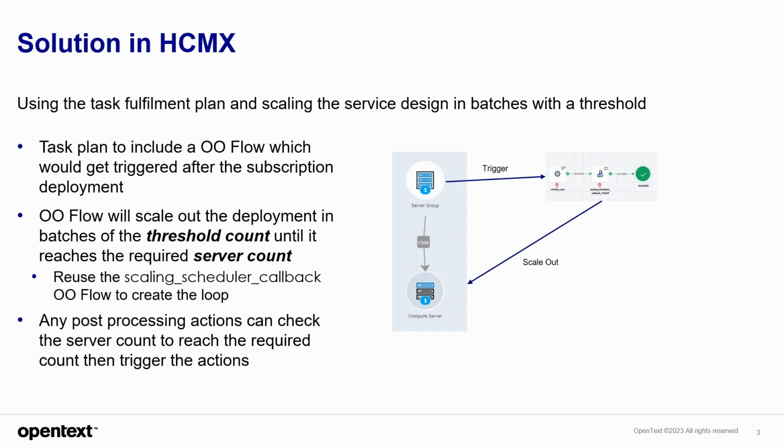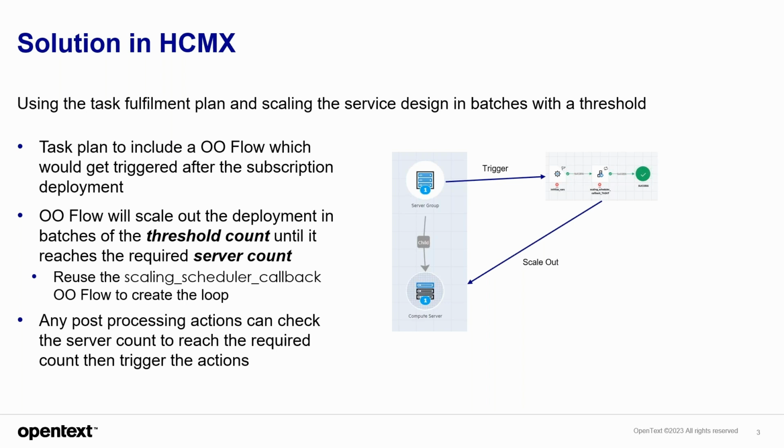We just wrapped it to do a loop on that particular flow, and then we attach that in the fulfillment plan. With that, it automatically scales, and once the threshold is reached, the whole service is deployed to the desired count in a proper throttled manner.